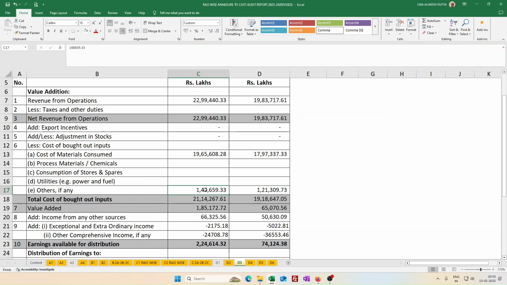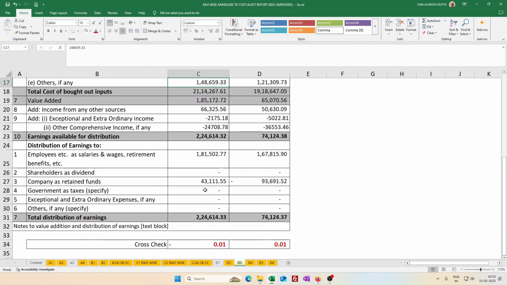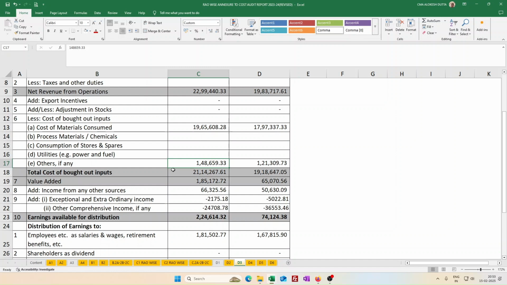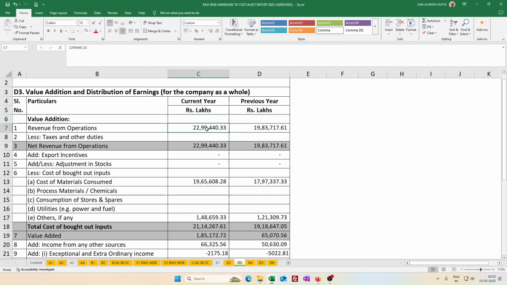And others figure, how can I derive others figure? Others figures are coming from calculation. Other bought out materials, bought out things. Cost of bought out inputs. Bought out means for which you have paid. So this is total bought out inputs. That means starting from revenue from operation, you have total revenue this one, and you have expended for coming to this stage this one. So what value you have added? This one. This minus this.